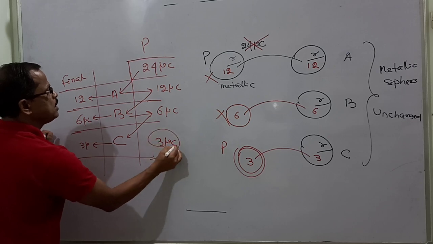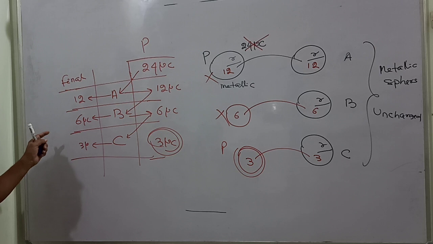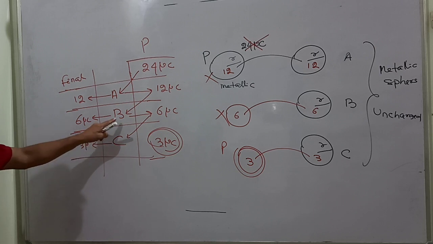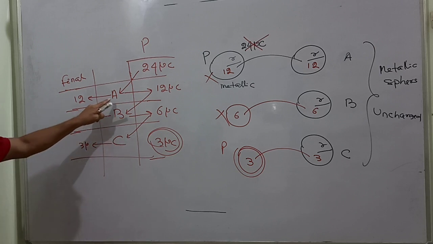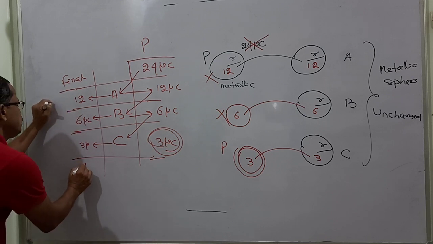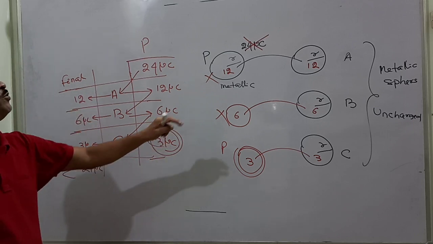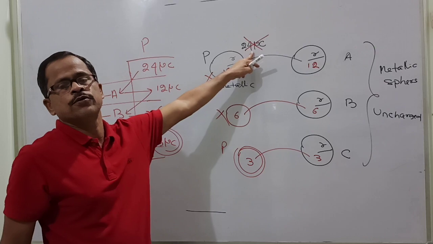So now the final charge of P will be 3 microcoulomb, and C will be 3, B will be 6, and A will be 12. So they all total coming to be how much? 21. Summation is equal to 21 microcoulomb. This is 3 microcoulomb. Total charge was given as 24 microcoulomb.